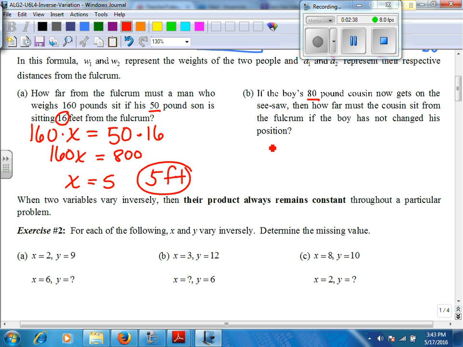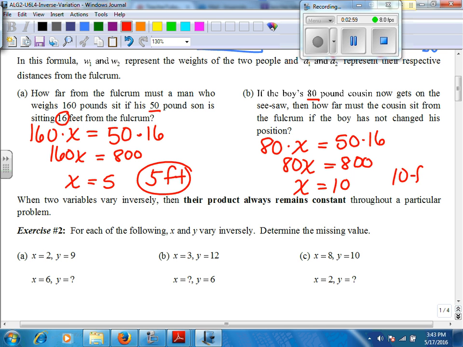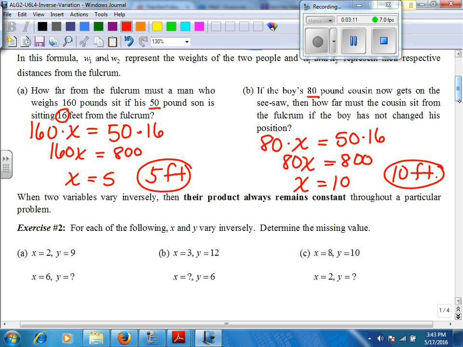Now the boy's got a cousin. He's 80 pounds. We want to figure out how far away he has to sit. And again, we know the boy is 50 pounds and he's 16 feet away. So we've got 80x is equal to 800 again. Divide by 80, and you get x is 10. So this cousin would have to sit 10 feet away. He's not as heavy as the father was, so we can go a little further out, but he's still heavier than his cousin is, so he is not going to be as far as the 50-pound kid.